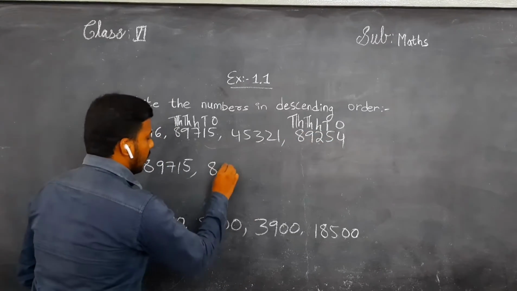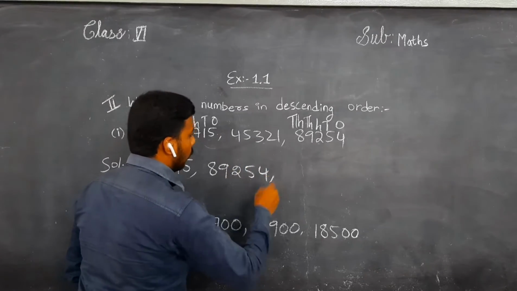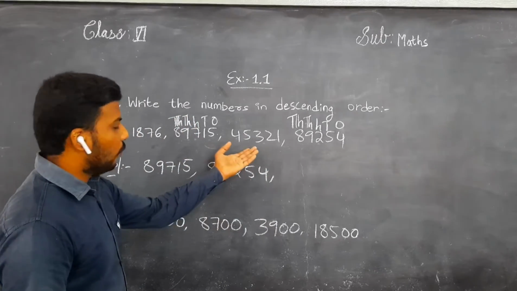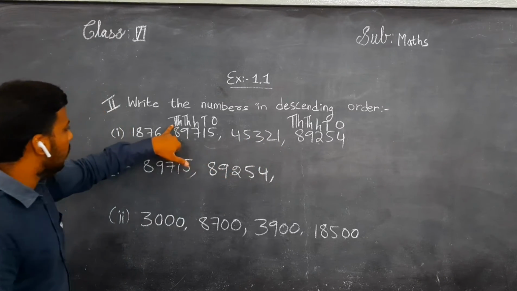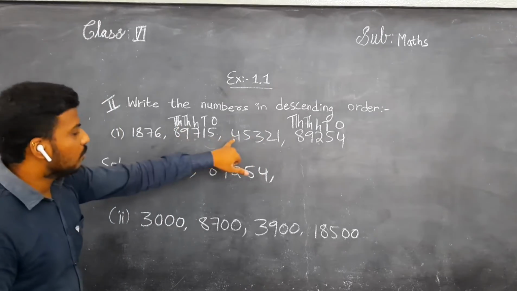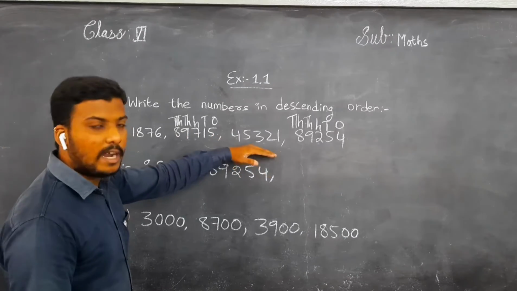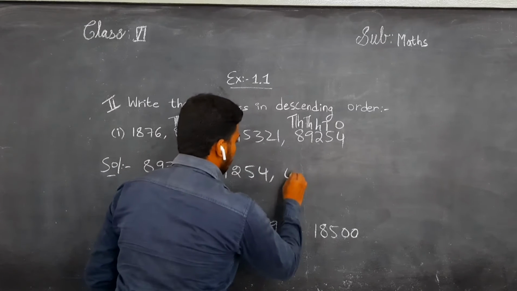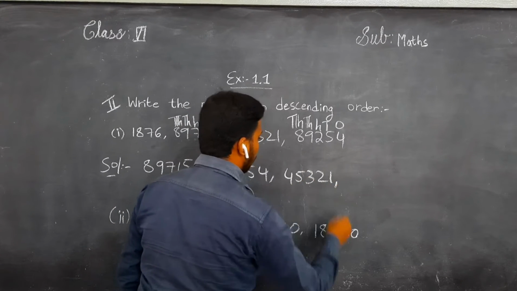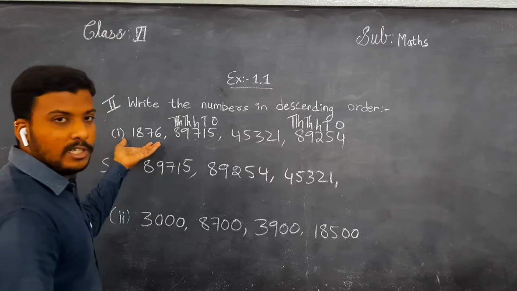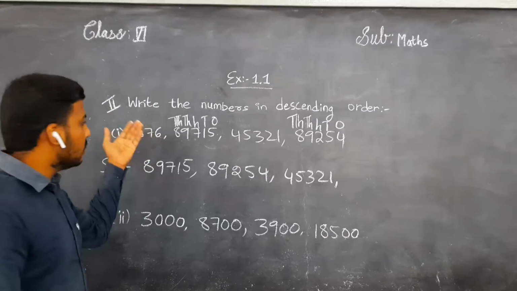Again, 89,254. Right now, we left one more 5-digit number. We can say absolutely, because in the place of 10,000 we have 8 in the others, and this one is smaller when compared to 8. Understand? Then we have to write this number, that is 45,321. So this is the 4-digit number we identified at the starting only. So we can write this number.